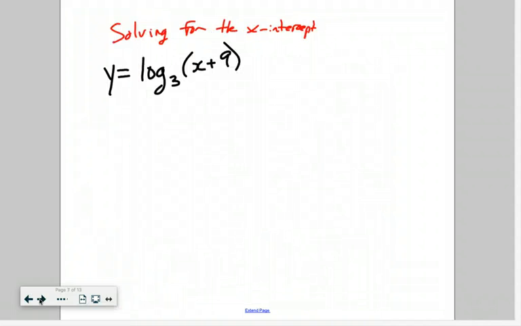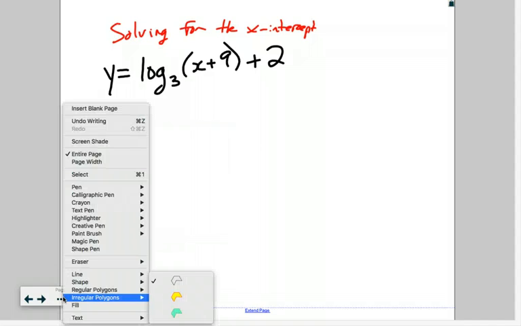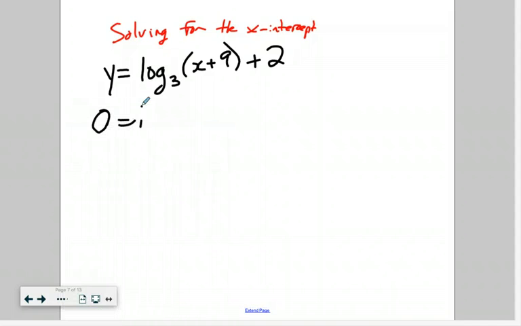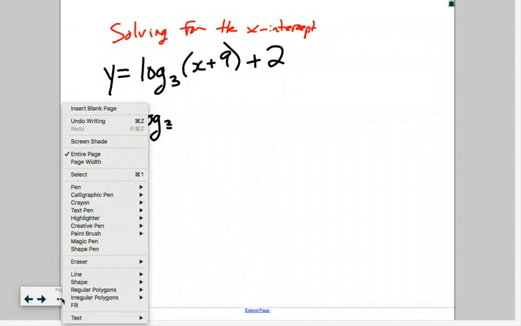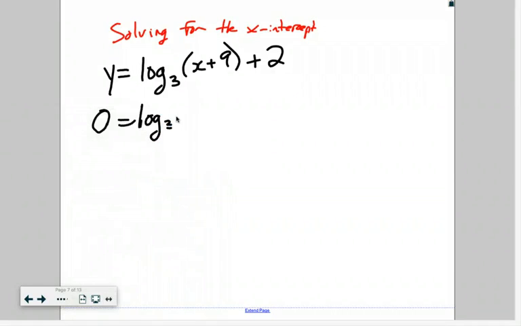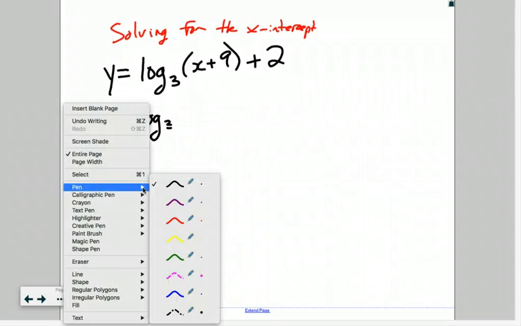Okay? So when you solve for an x-intercept, what's the very first thing you do in any equation? Solving for an x-intercept, we set y equal to 0. So we set our function equal to 0. So we're now dealing with solving using logarithms. So log base 3 of x plus 9.